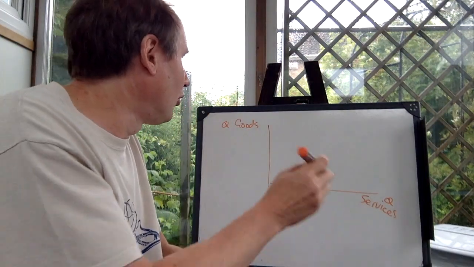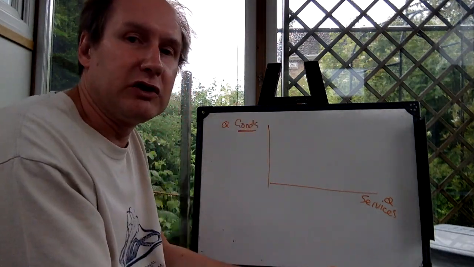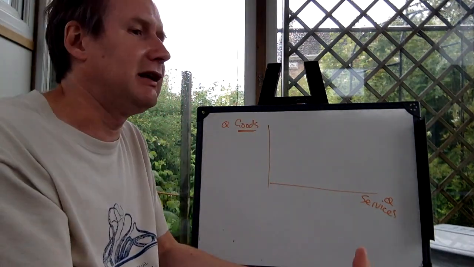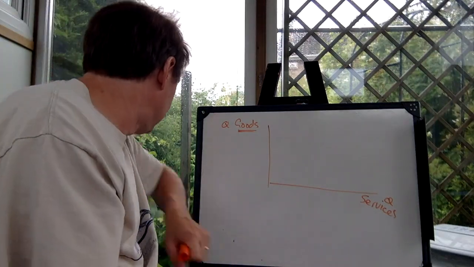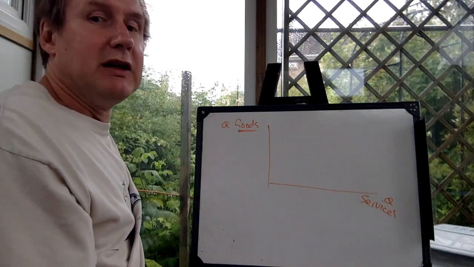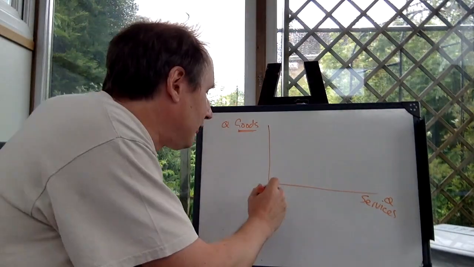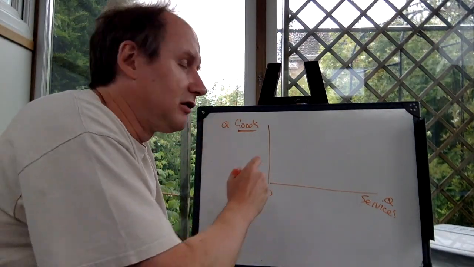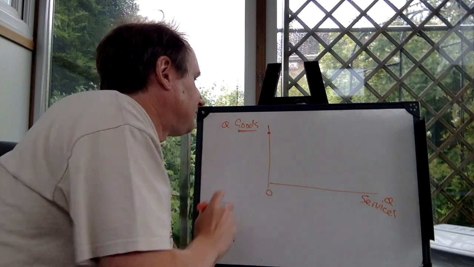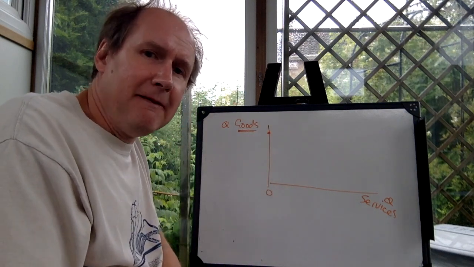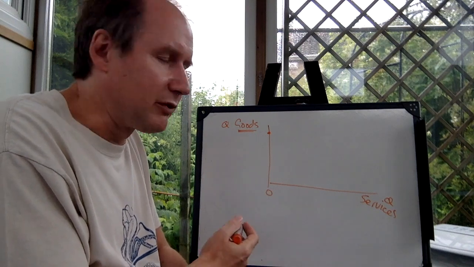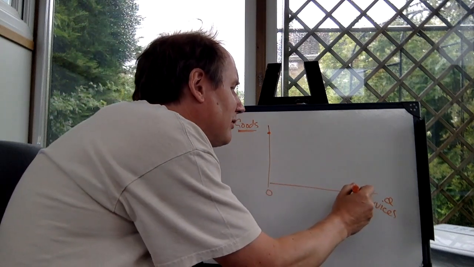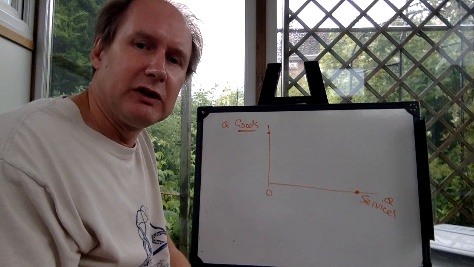So we could put all our resources into making goods, into making iPhones, into making board pens, into making North Face jumpers. If we did that, then we would have no services, but we would have a hell of a lot of goods. Alternatively, we could make no goods at all, and we could put all our resources into services. But there is a limit to how much we can produce.